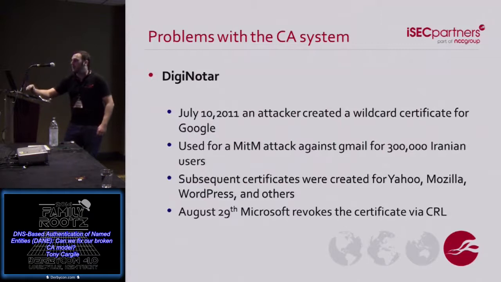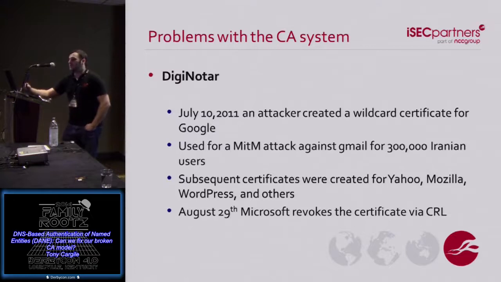The first one, DigiNotar, in July 2011. An attacker was able to compromise DigiNotar and get a wildcard certificate for Google. He was able to create a wildcard certificate for Google. He then proceeded to use that certificate to man-in-the-middle about 300,000 Iranian Gmail users.